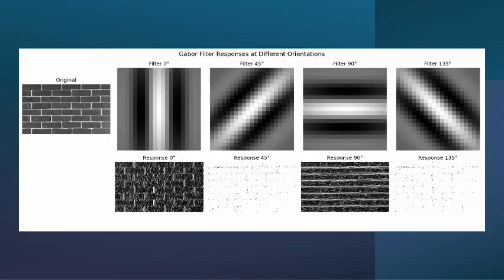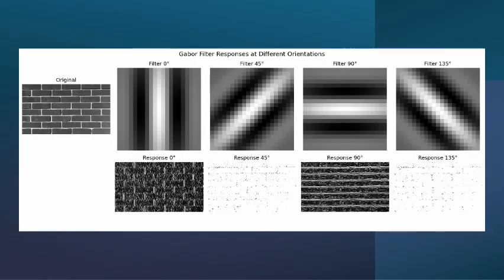Here's an example with a brick wall. When we have Gabor filters at different orientations, in our case 0, 45, 90, and 135, each one responds to edges in each direction and ignores the rest.